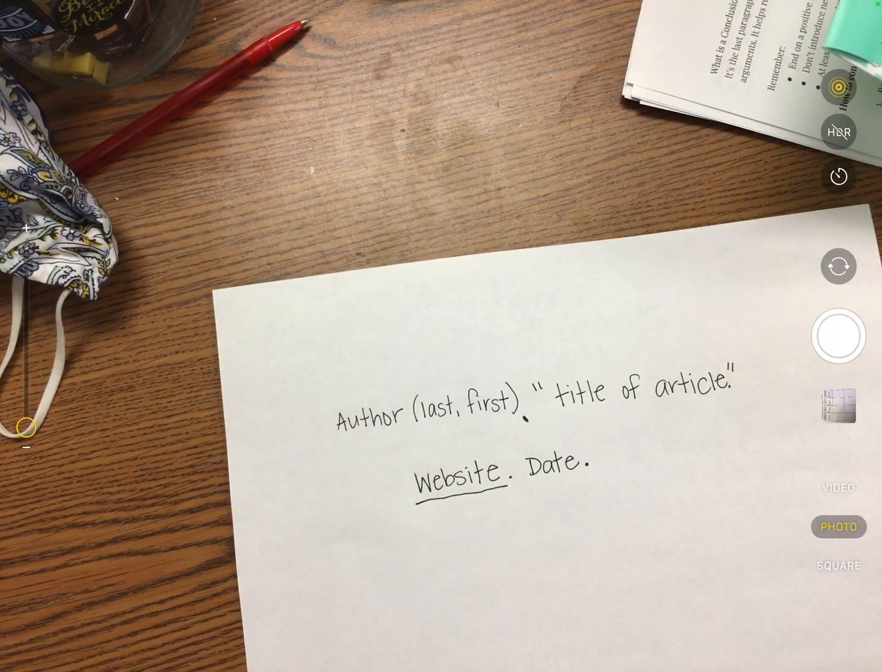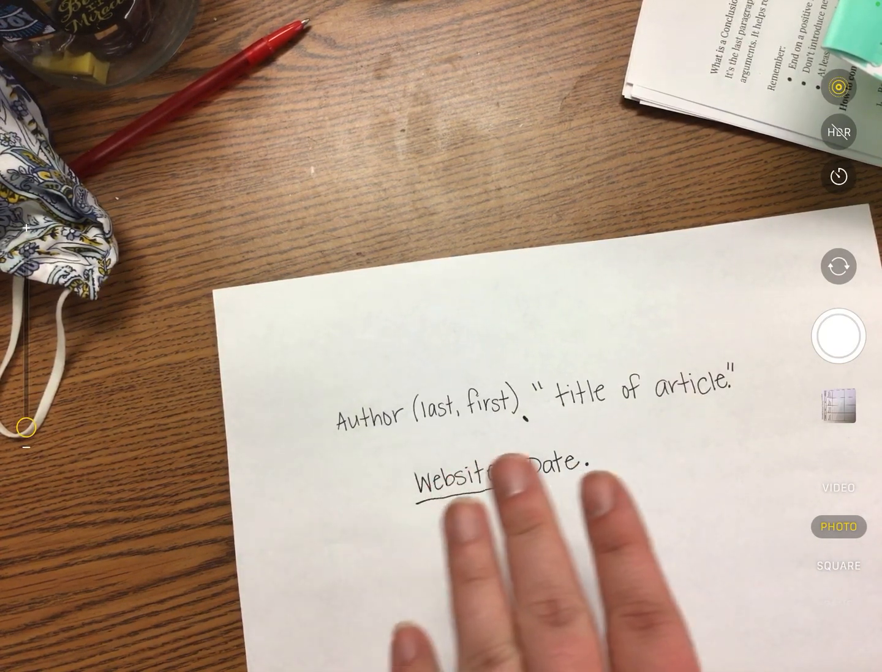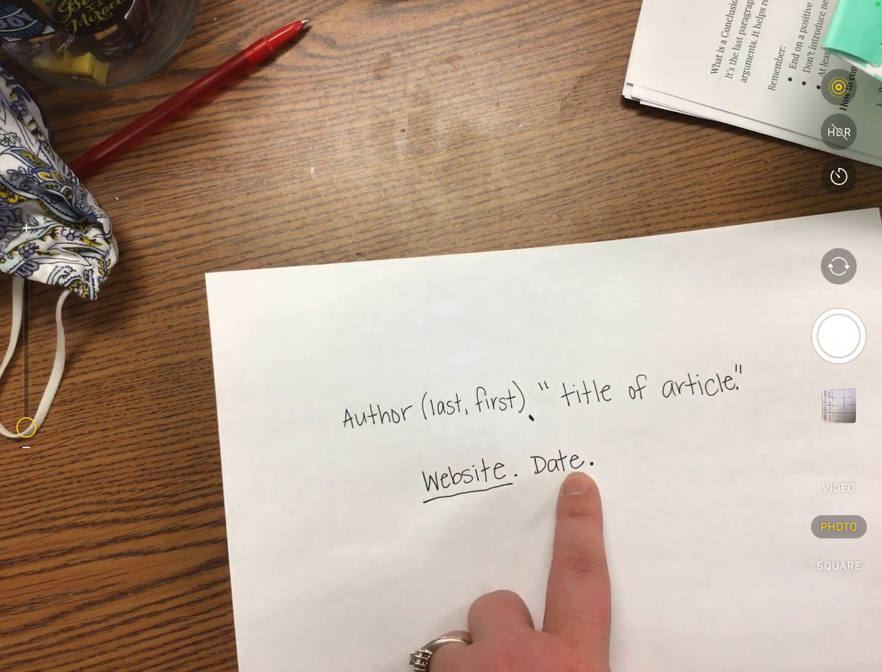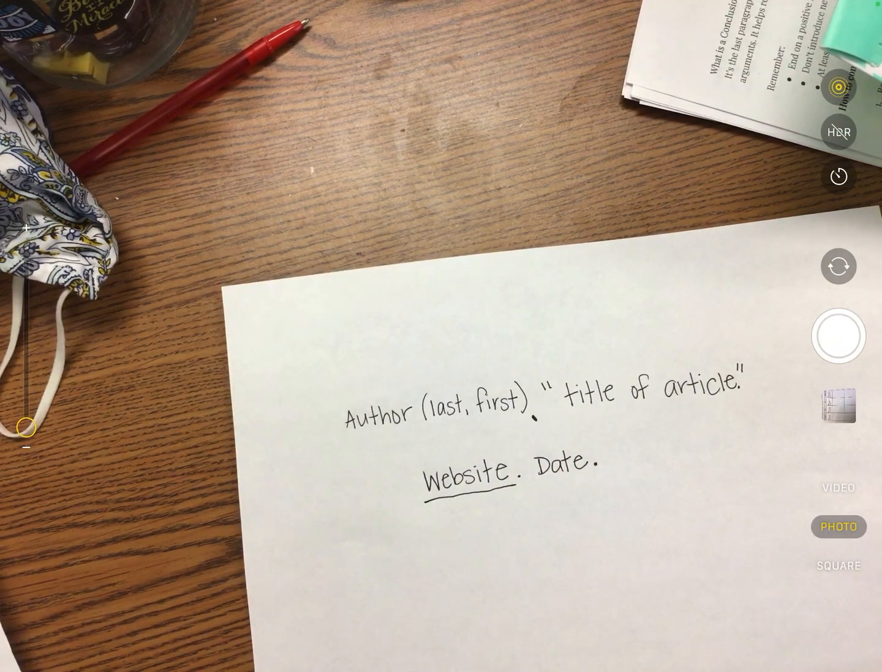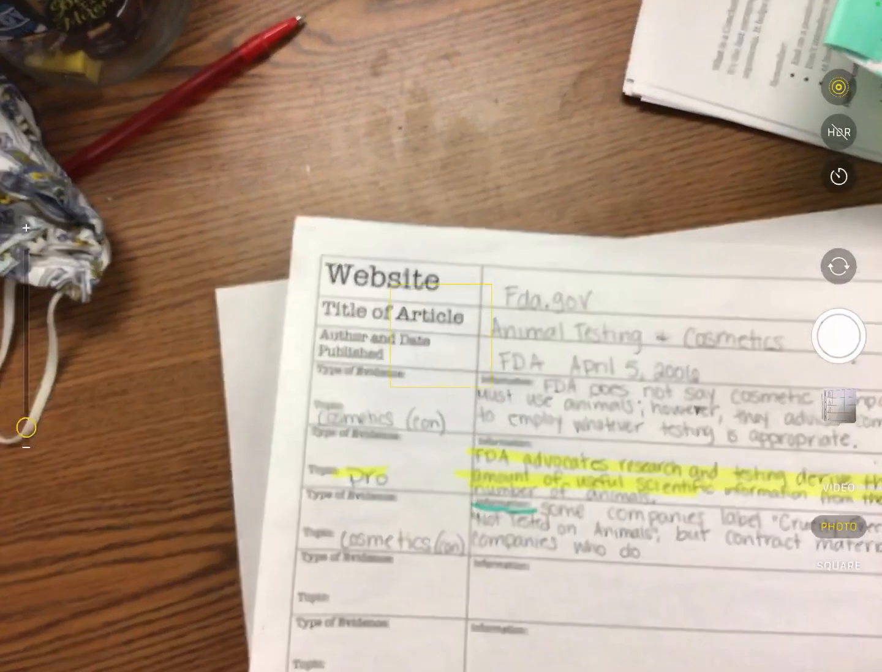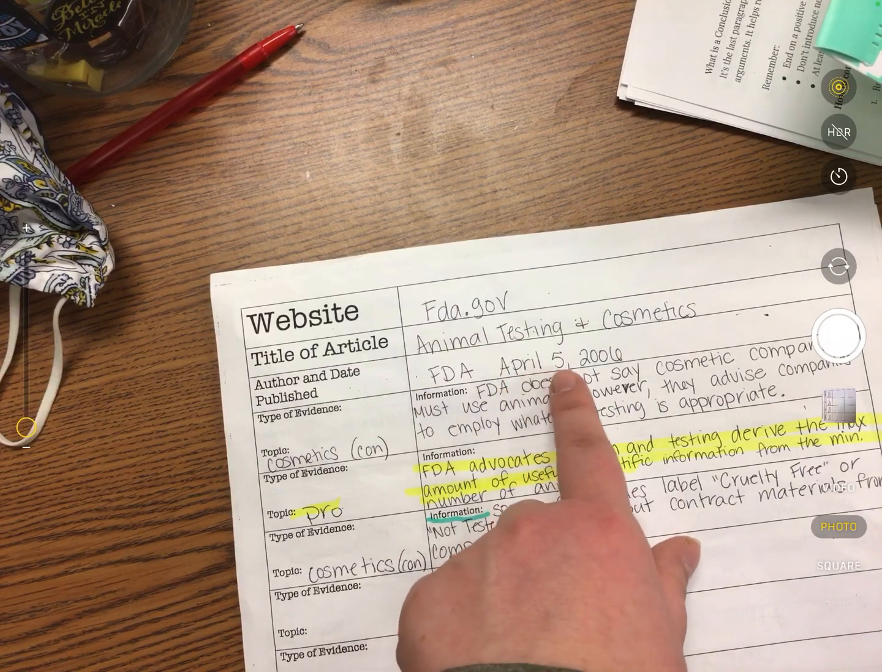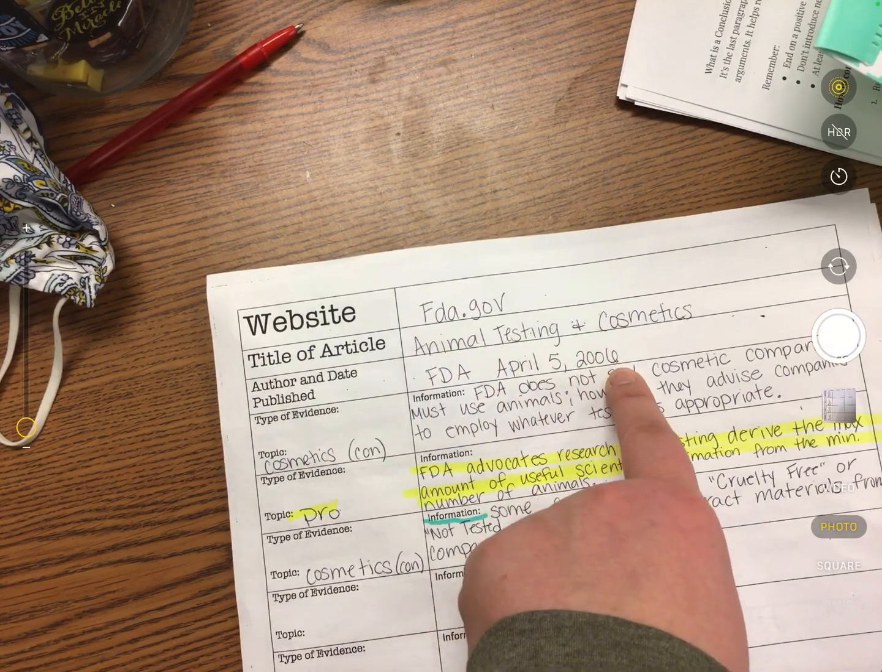Usually you put the date that it was published and then the date you found the information, but I know for some of you guys that's a lot. So we're just going to put the date you found the information if you cannot find the date that it was published. I want the date that it was published first if you have that information. So for example, I have the author and then the date. This was published April 5th, 2006. That's the date I would put.